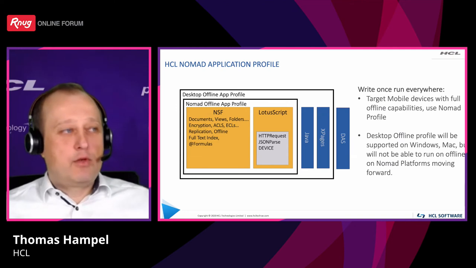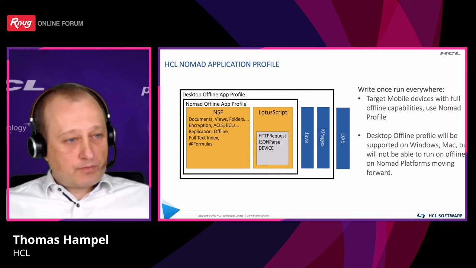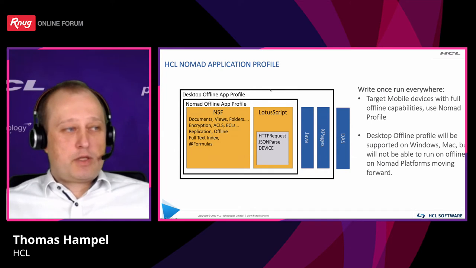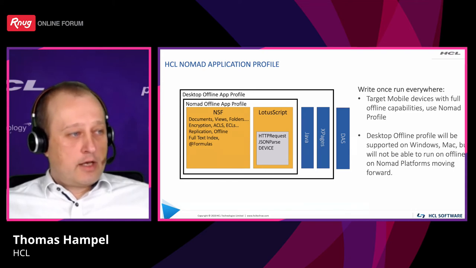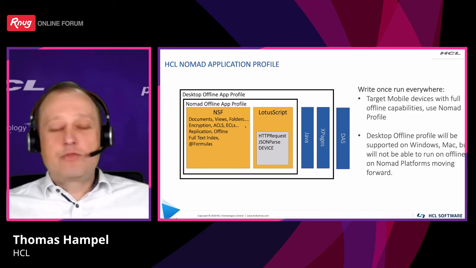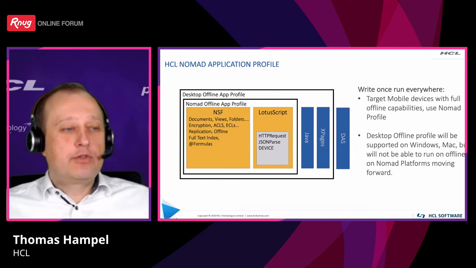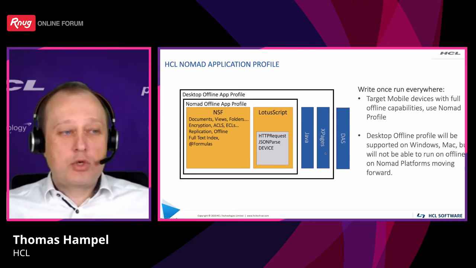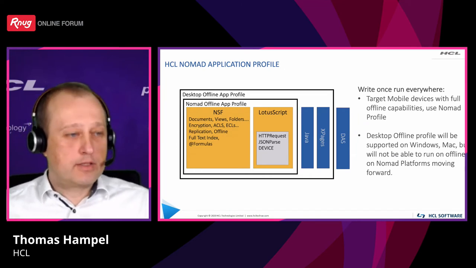What you can do with Nomad Web and what not. Let me explain this chart. What you see here is a big box called the desktop offline app profile. This is what the Nodes standard client can do. The Nodes standard client can run anything in an NSF file, so documents, views, folders, it can run Lotus script, and the Nodes client, the installed Nodes client, can run Java, and it can run XPages in your Nodes client. I'm not talking about XPages on the Domino server, I'm talking about XPages on your Nodes client.